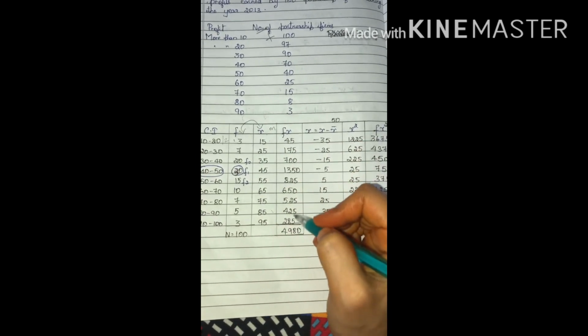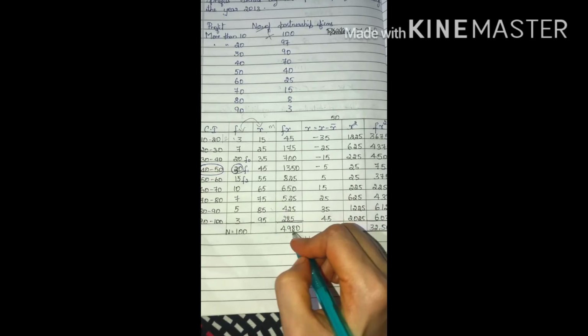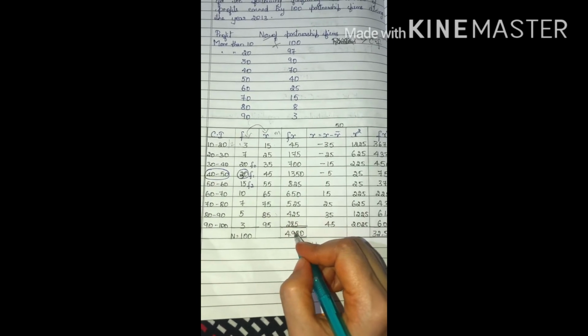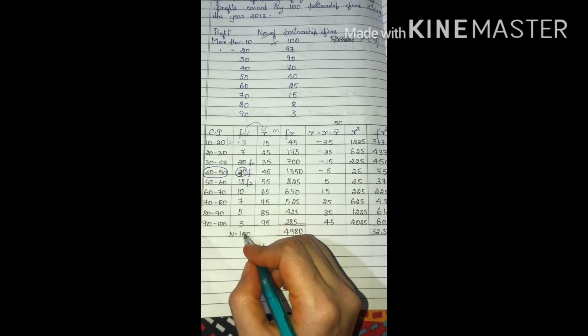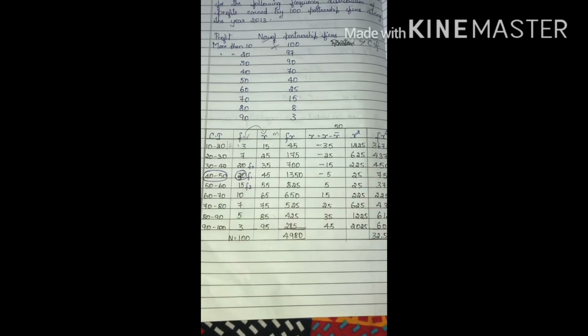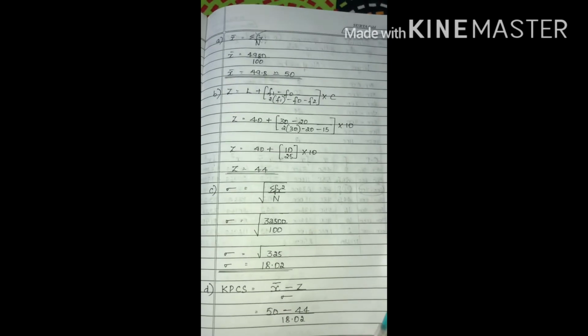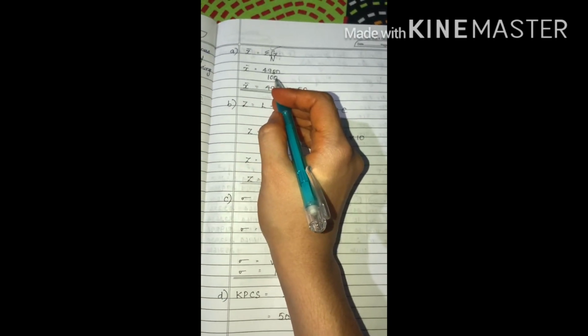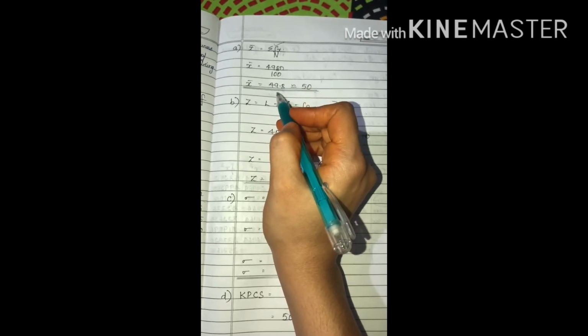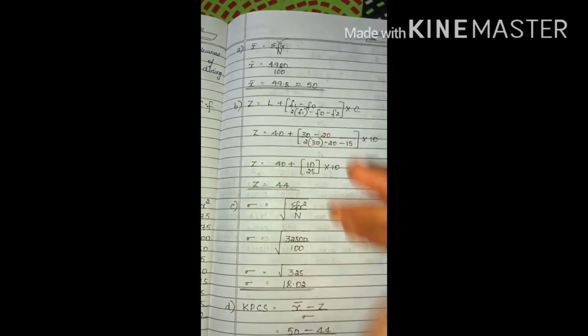You will be getting these values. Just total up this column, you will get 4980, and you should also total the frequency column, that is capital N, which is equal to 100. Now simplify the formula. 4980 divided by 100, that is N.